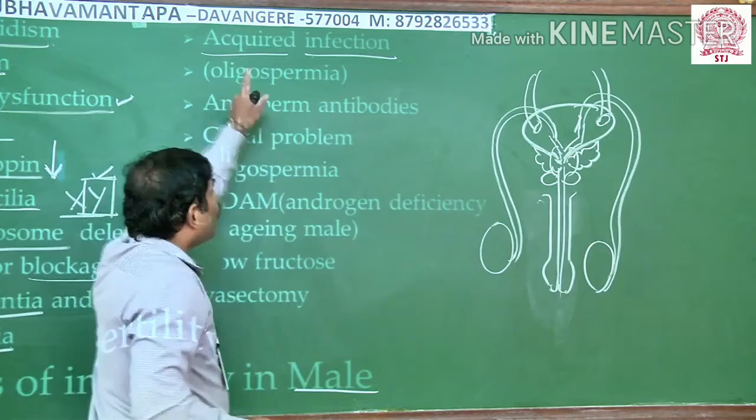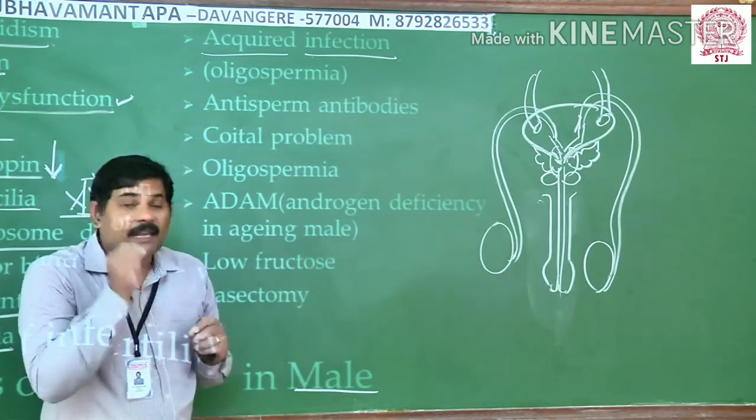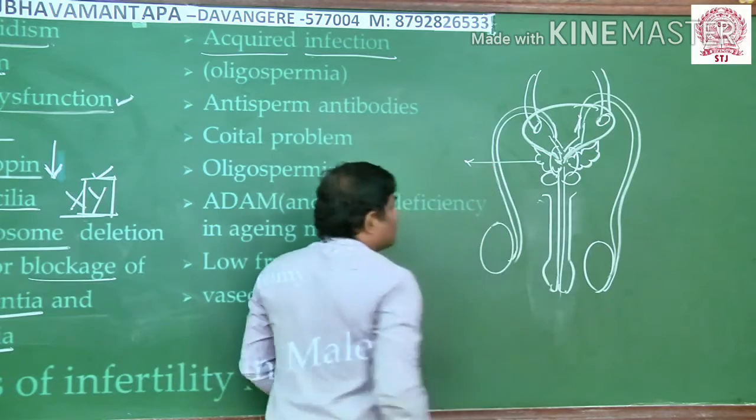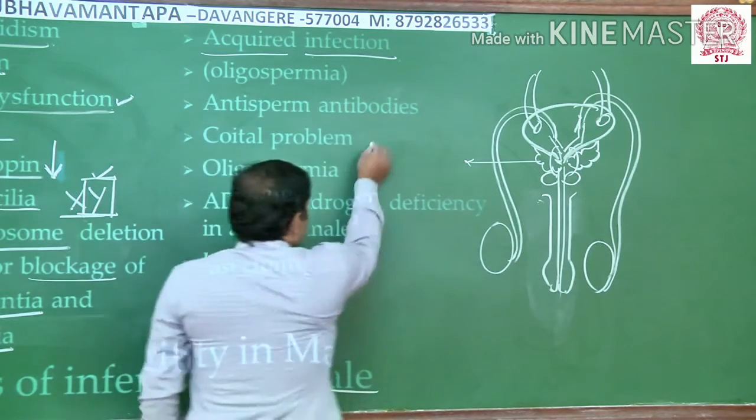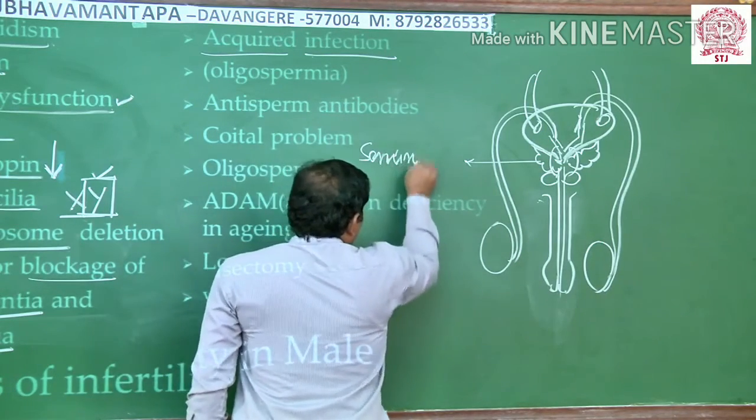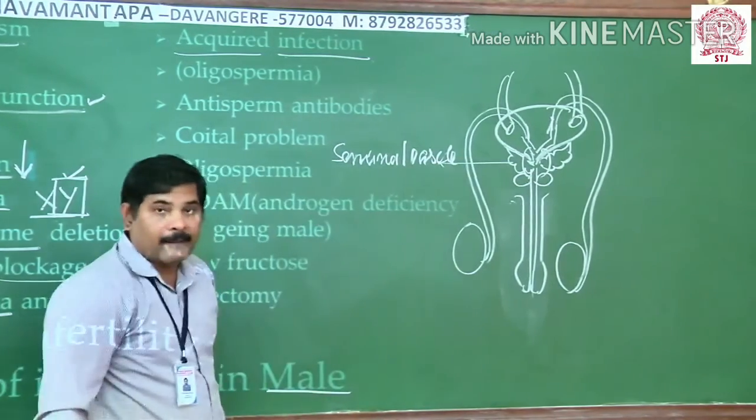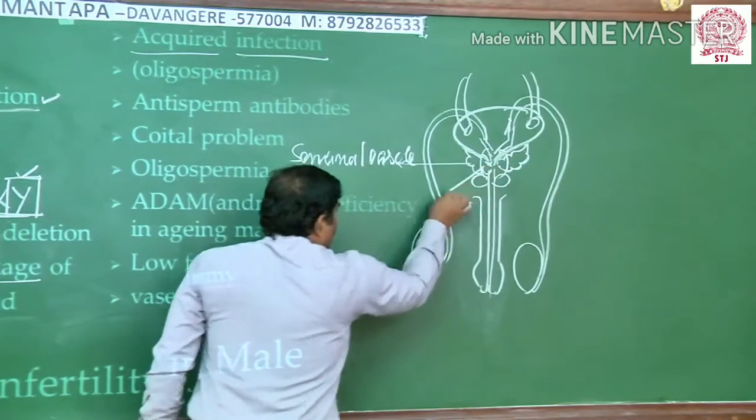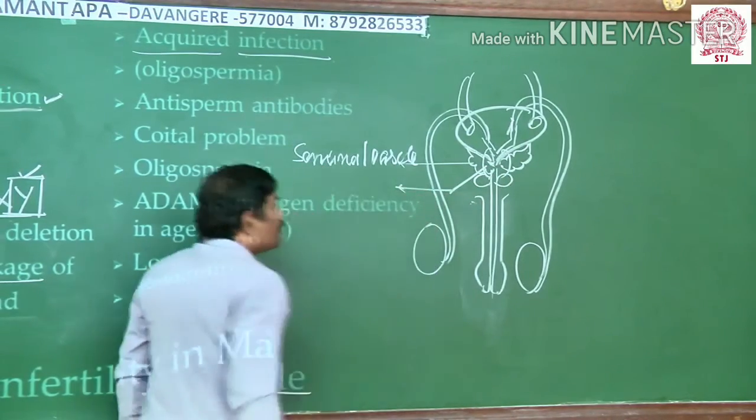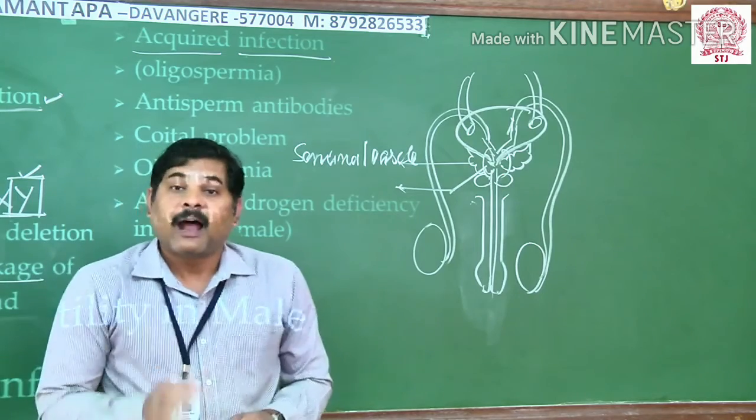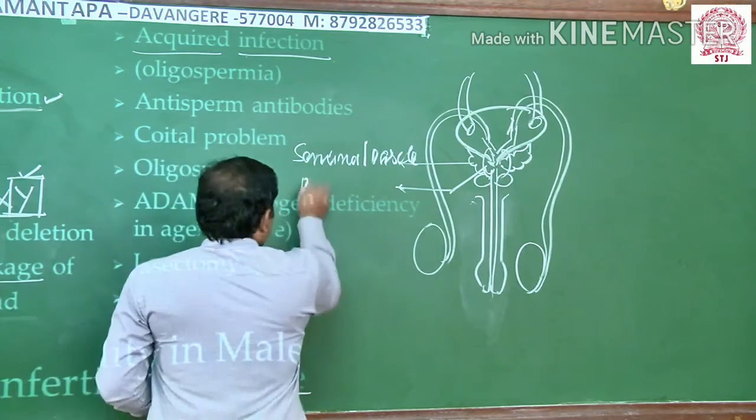Then see this, acquired infections. There is a chance of infection to the seminal vesicles. It is one important thing. The seminal vesicles can get infected, and this gland is known as the prostate gland. You all know that prostate cancer is very common in males, and this prostate gland also gets infected.